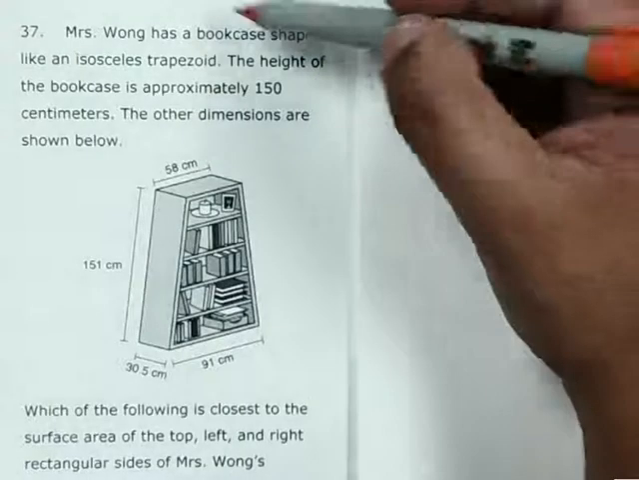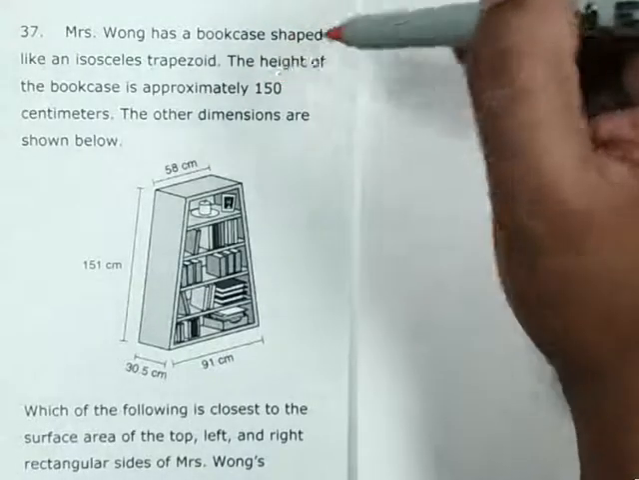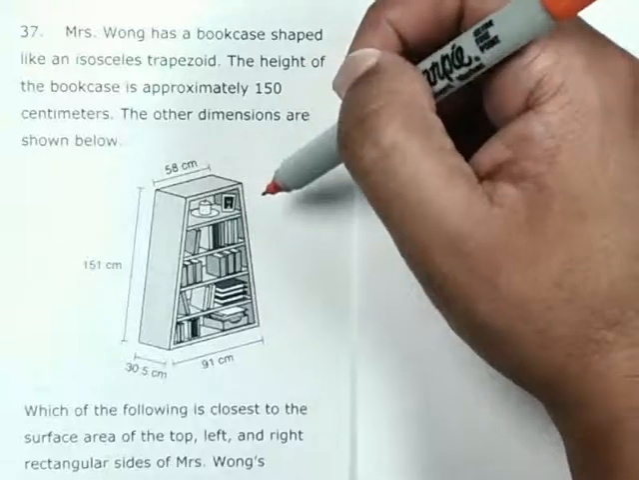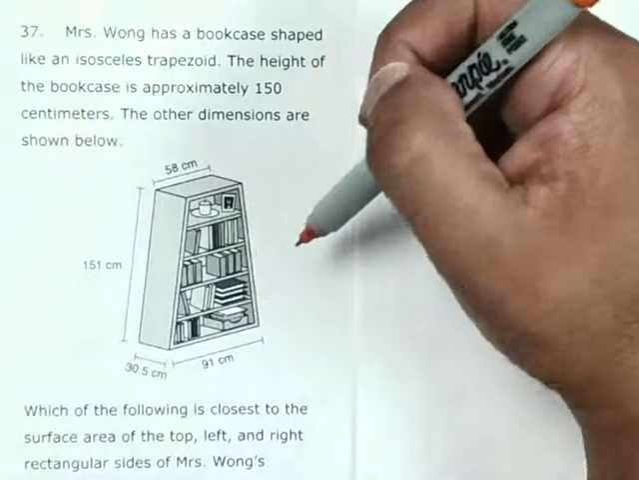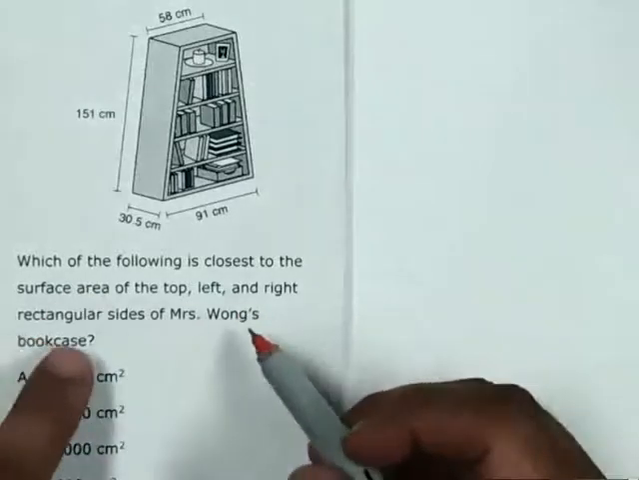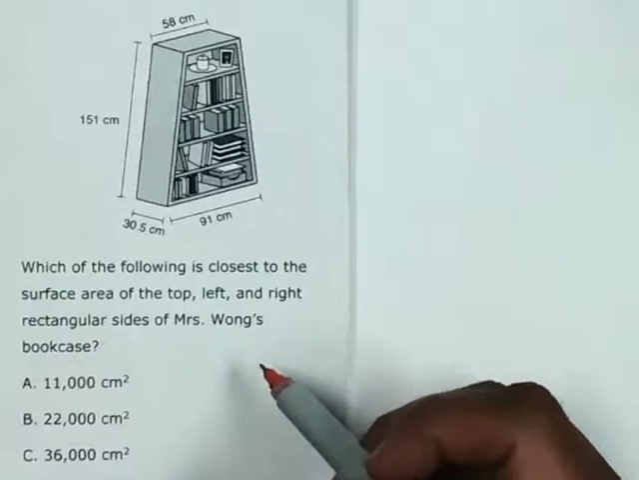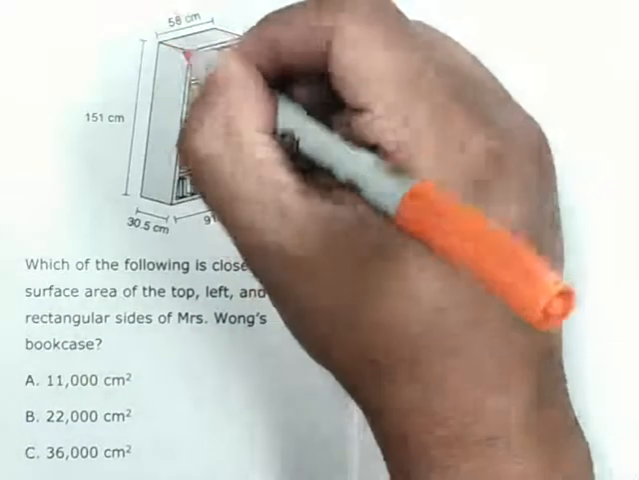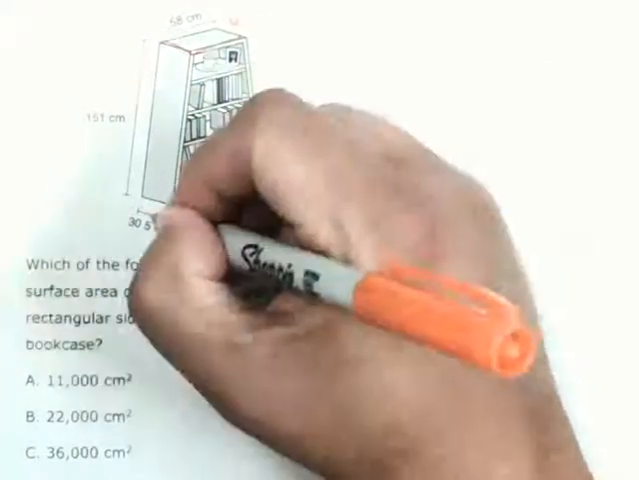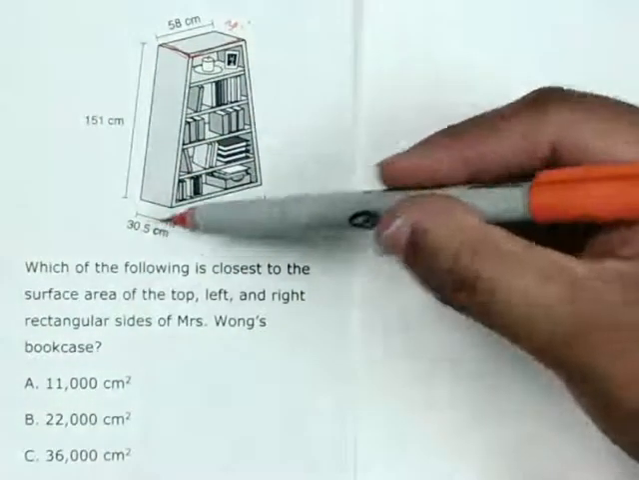Alright, I'm looking at a bookcase. On this one, the height is approximately 150 centimeters. The other dimensions are shown. Which is closest to the surface area of the top, left, and right rectangular sides? So my top, that's 58 by 30.5 because this is 30.5 down here at the bottom.